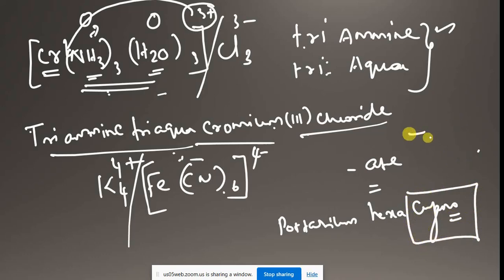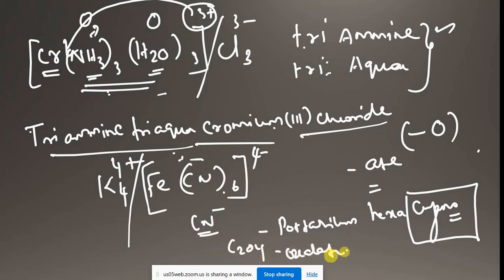When a negative ligand is there, we have to pronounce it with an O sound. So CN is a negative ligand, so I'm pronouncing it as cyano. Like that, C2O4 2 minus is a negative ligand, I'll pronounce it as oxalato. Oxalato, cyano, and NO2 minus, nitrito. So whenever negative ligands come, we have to add the O sound: cyano, nitrito. So potassium hexacyanoferrate.